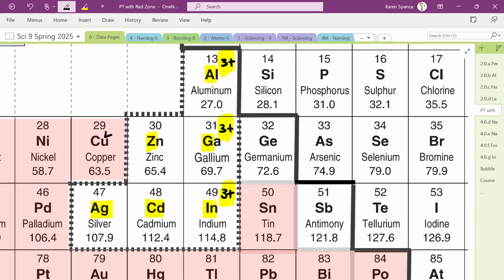Want to take a guess for zinc and cadmium? 2. Guess what? Because there's 2 of them. It's really easy to remember. 2, 2. So write down 2 and 2. And then finally, we have silver. What do you think the charge of silver is?